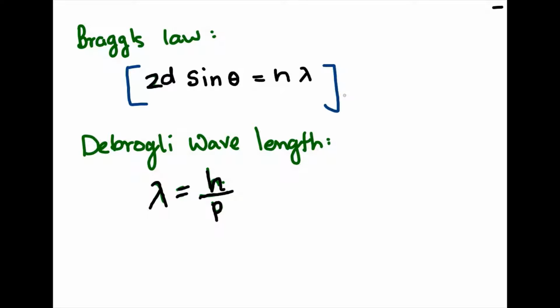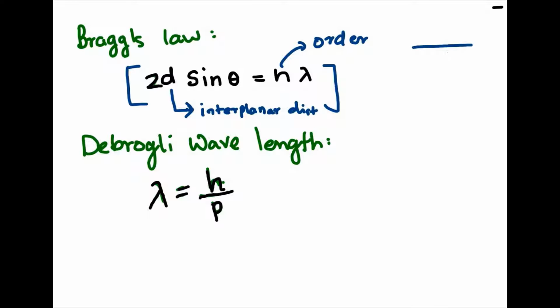2d sin theta equal to n lambda. Here n is the order of reflection, and d is the interplanar distance. Interplanar distance means if there is a plane of a crystal, then small d is this distance. Okay, clear? Let's move to de Broglie wavelength.